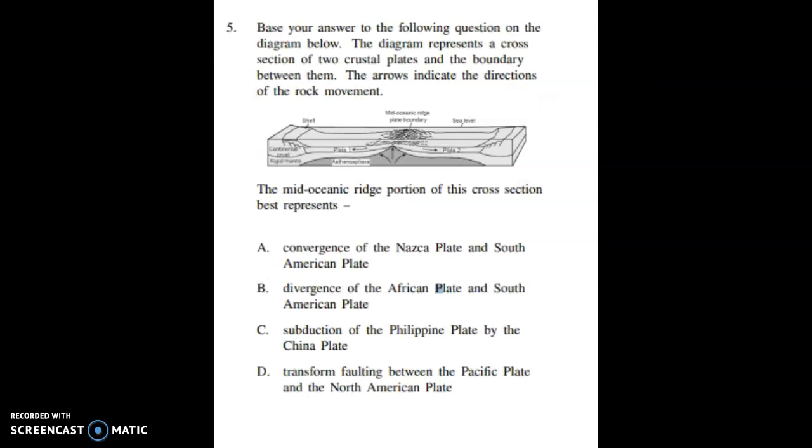Question 5. Base your answer to the following question on the diagram below. The diagram represents a cross-section of two crustal plates and the boundary between them. The arrows indicate the direction of the rock movement.